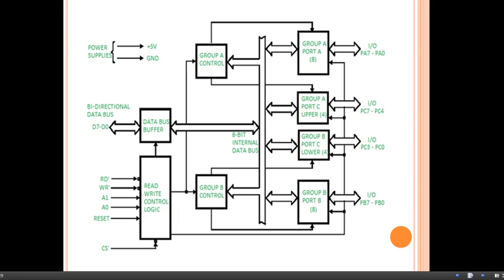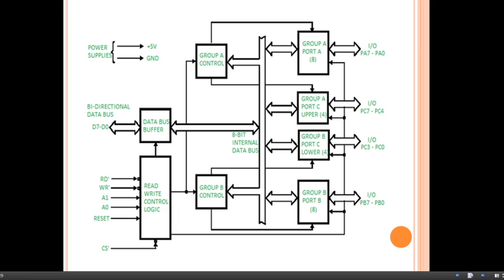The function of port A and port B is also dependent on the mode of operation, either mode 0 or mode 1. Based on that, the function of these ports is decided.